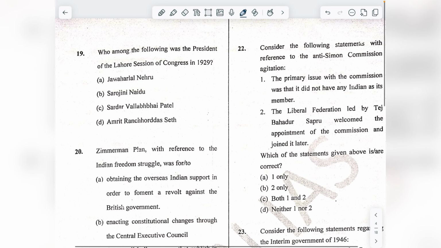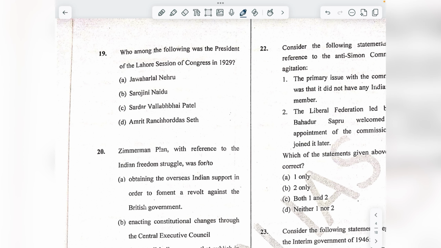Next. Question number 19. Who among the following was the president of the Lahore session of Congress in 1929? It is Jawaharlal Nehru.